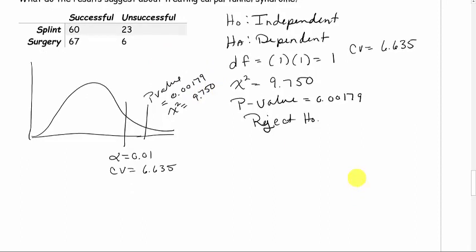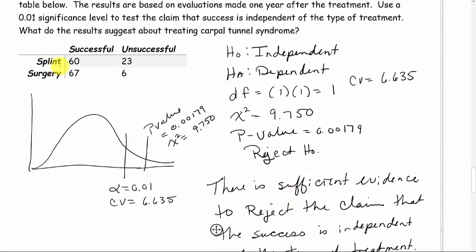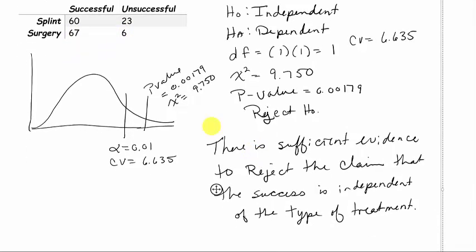Now we need to make a statement about our conclusion. So our conclusion is that there is sufficient evidence to reject the claim that the success is independent of the type of treatment. And if we go and look at our table, if you had a splint, 60 were successful versus 23 that were unsuccessful. If you had surgery, 67 were successful versus 6 that were unsuccessful. And so it looks like from our table that surgery was more successful.